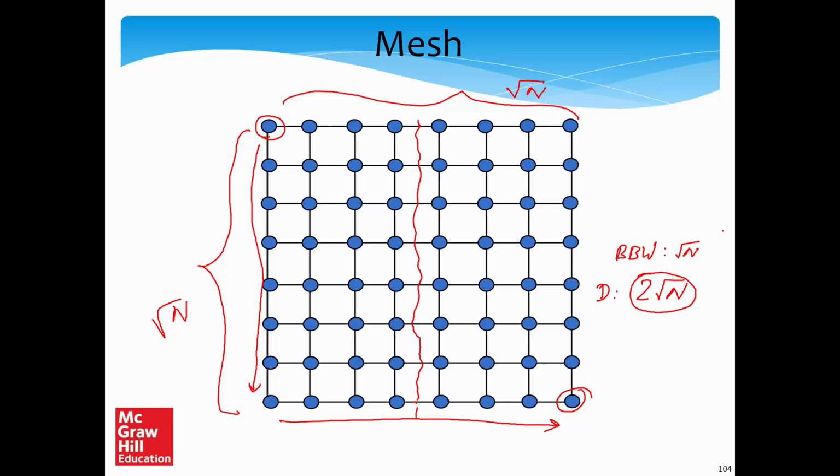Bisection bandwidth being high means there are many paths which a request can take to go from one side of the network to the other side. So having a good bisection bandwidth is a very good thing, which means that a good throughput can be sustained. Having a low diameter is also a very good thing. The diameter is not as low as the fat tree, because that was of the order of log n. This is of the order of root n, square root of n. But nevertheless, it's much better than a chain and a ring, where the diameter was of the order of n.